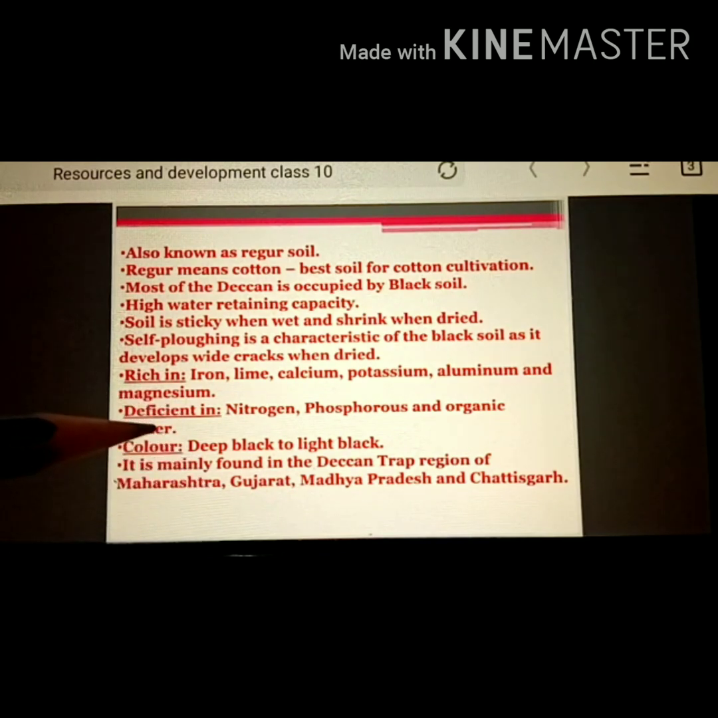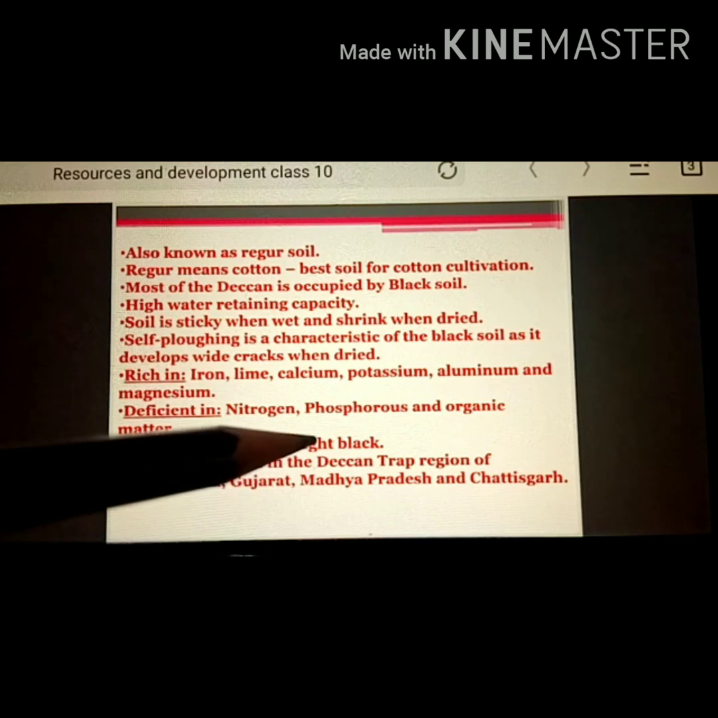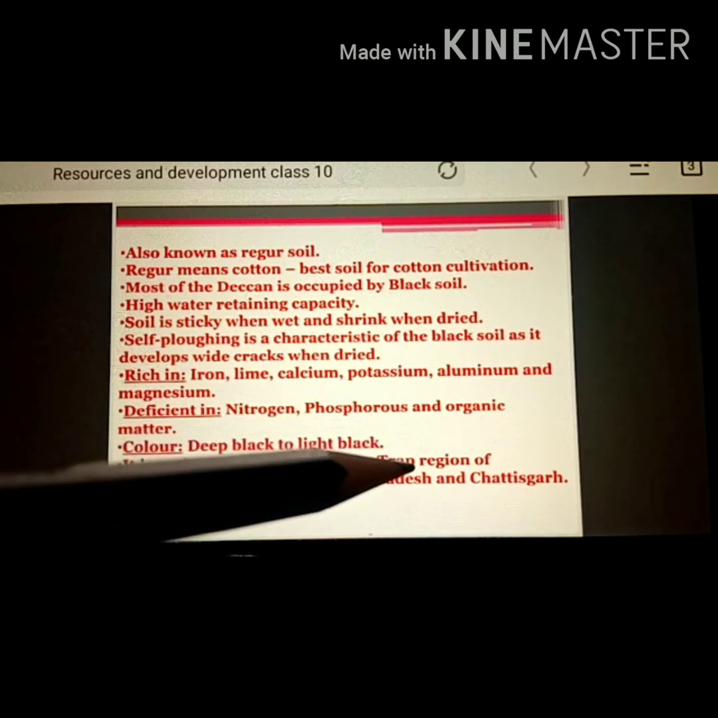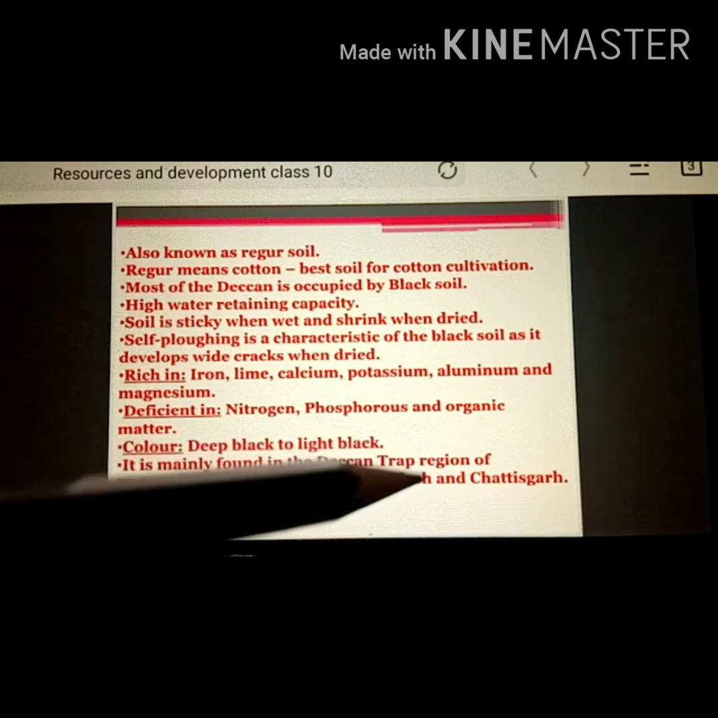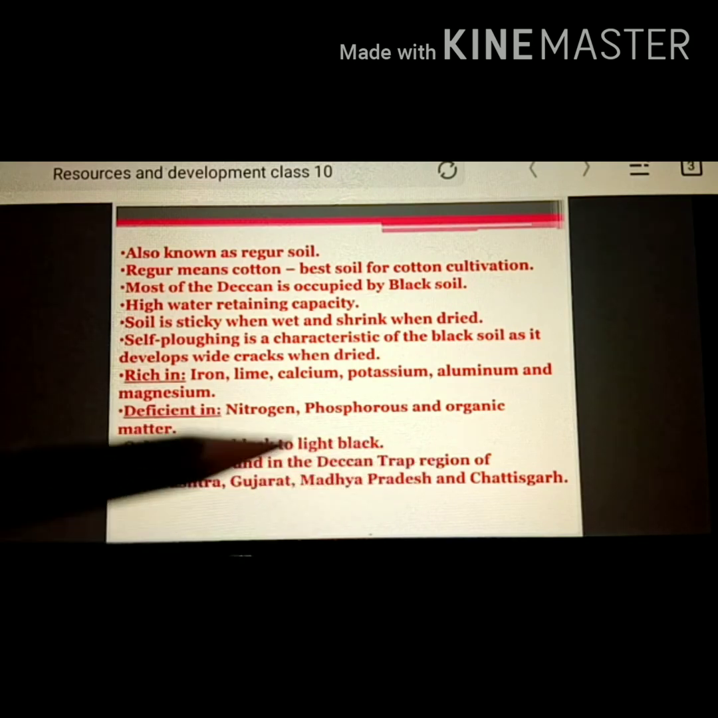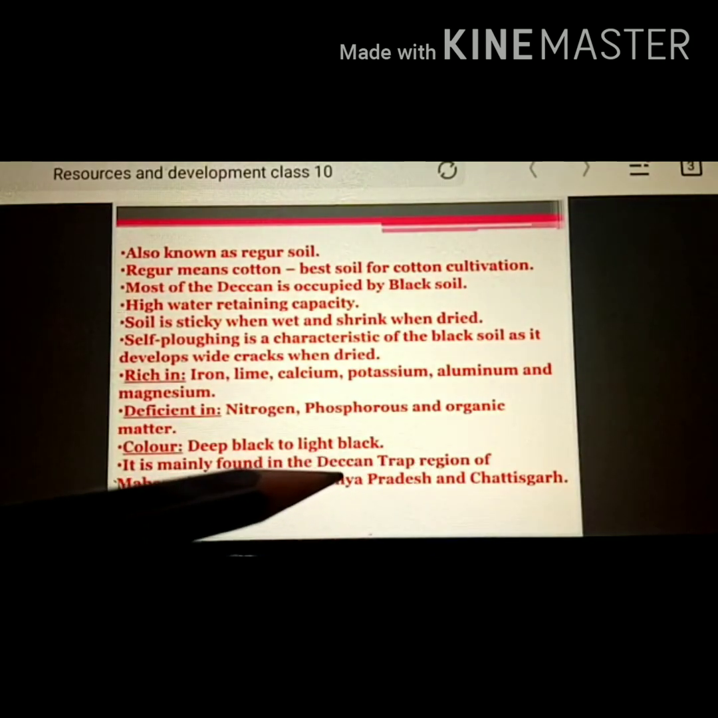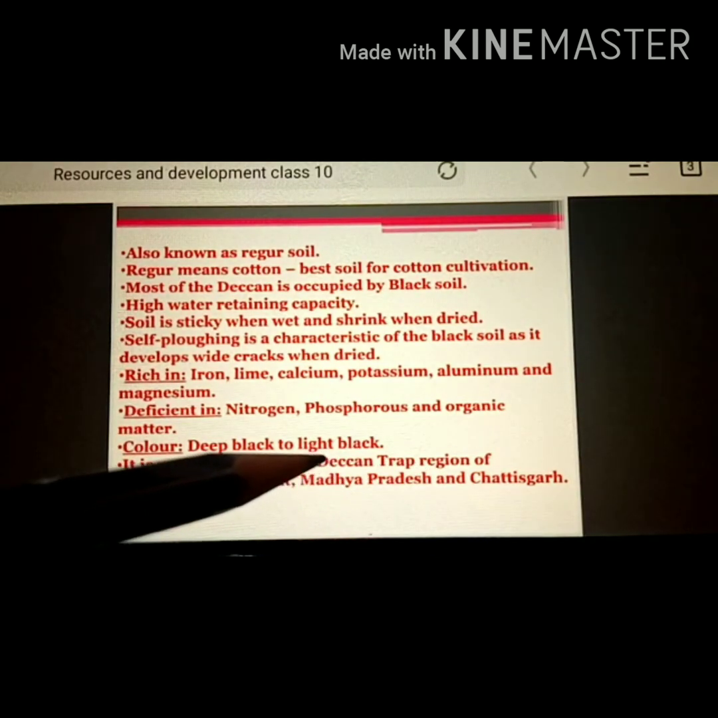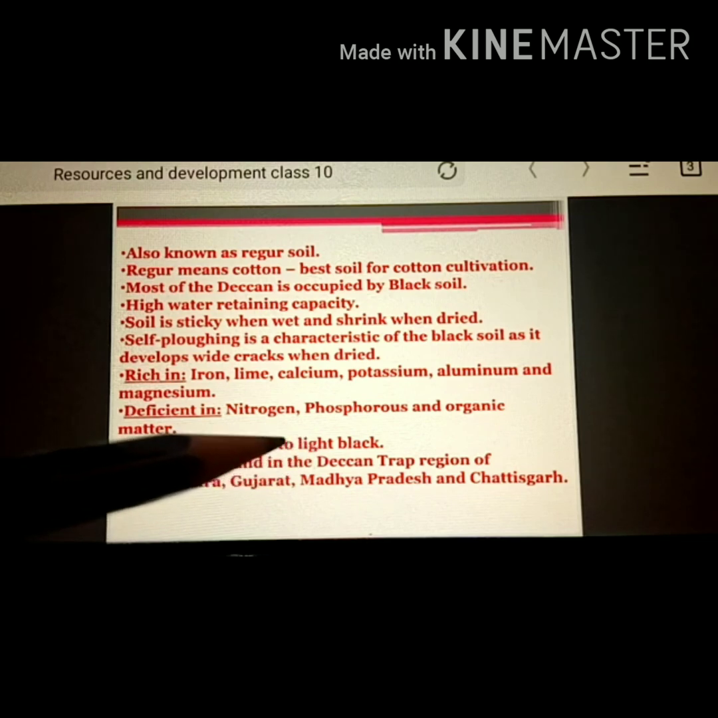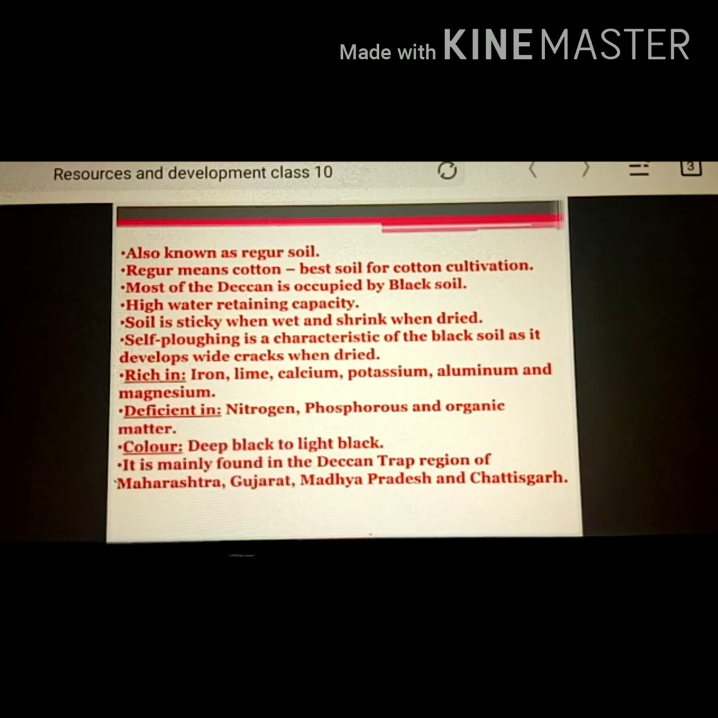It is deficient in nitrogen, phosphorus, and organic matter. Color is deep black to light black. It is mainly found in the Deccan Trap region, which is basically known as lava plateau region, Maharashtra, Gujarat, Madhya Pradesh, and Chhattisgarh. That is good for cotton cultivation, and groundnuts are also produced in these regions.